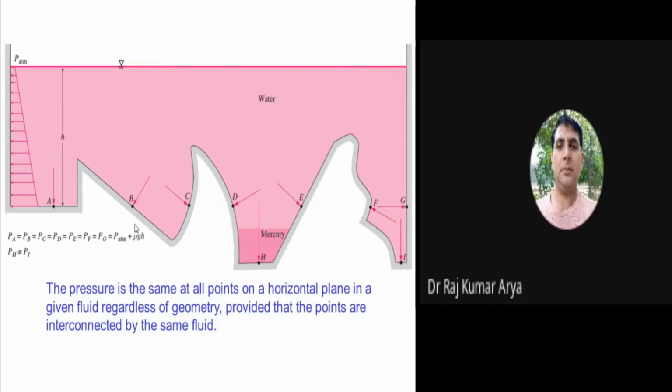Now, suppose you want to calculate the pressure at point H. At this particular point, in this particular segment, you have a small amount of mercury also. This much height is being filled by mercury here. So what will happen here? What would be the pressure at point X?